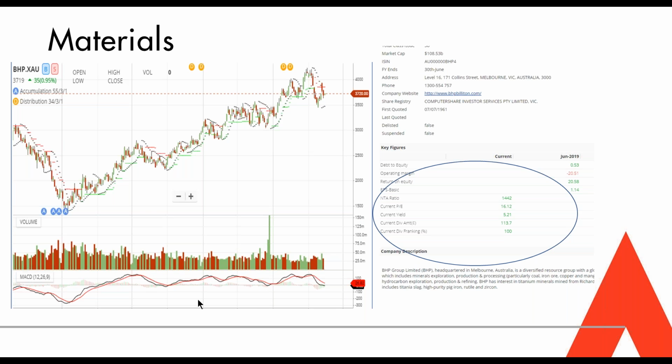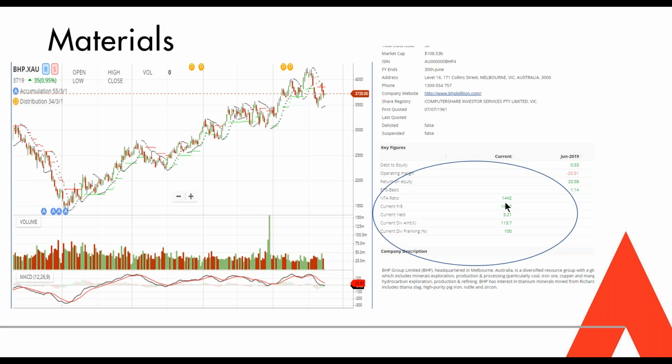And the next sector I've chosen is the materials sector, where a lot of mining stocks are. And we can see BHP, which is one of our biggest miners in the Australian exchange, trending up very nicely with higher highs, higher lows. And we've just had a bit of a pullback here, which the stock is rallying from.